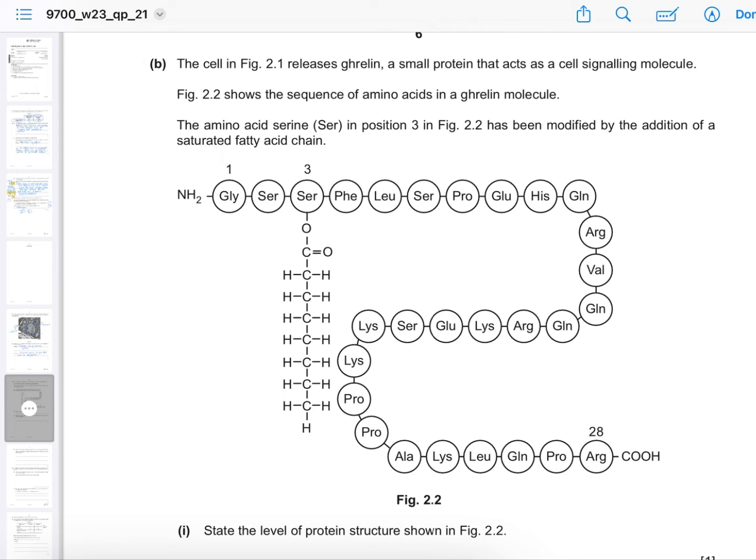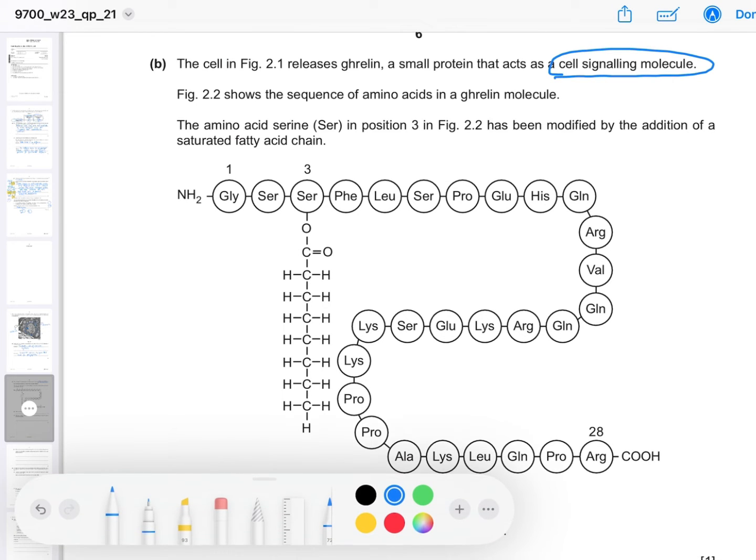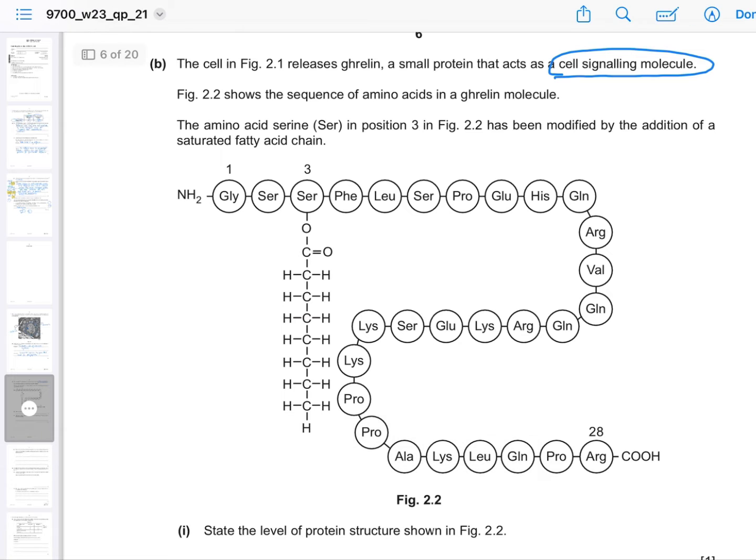Part B, the cell in figure 2.1 releases ghrelin, which is a small protein that acts as a cell signaling molecule. So cell signaling molecules essentially bind to the cell surface membrane of a cell, and they can speed up or slow down the rate of reactions that occur within a cell.